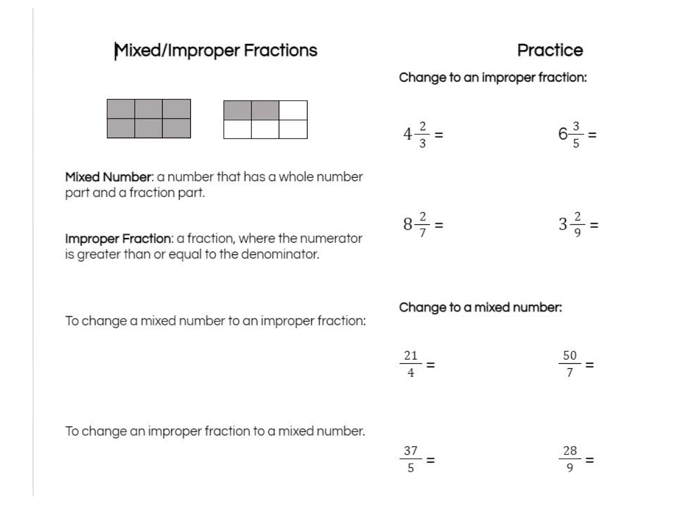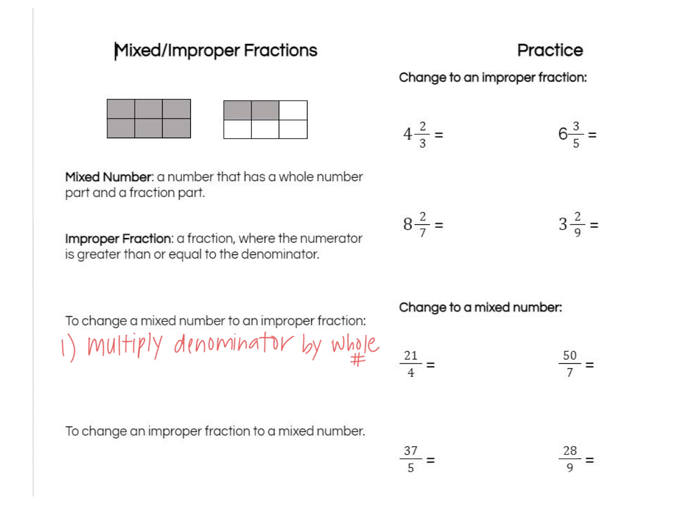To change a mixed number to an improper fraction, we're going to write down 2 steps. Step number 1, multiply denominator by whole number. That's step 1. Multiply denominator by whole number.